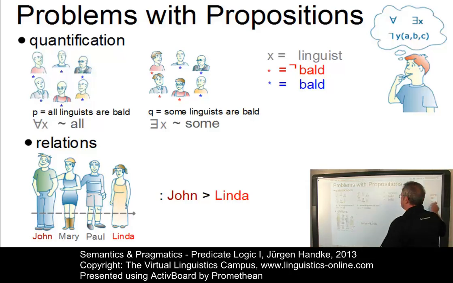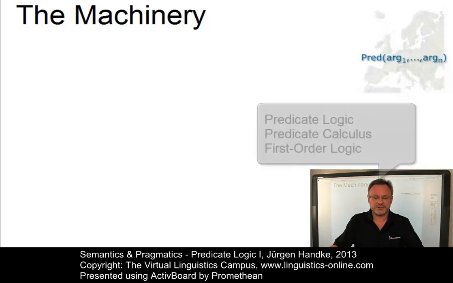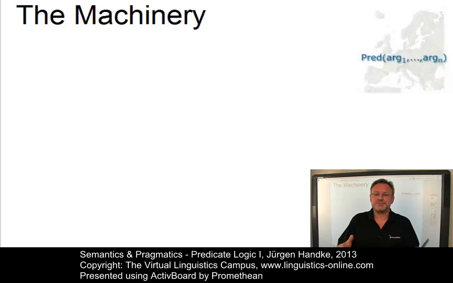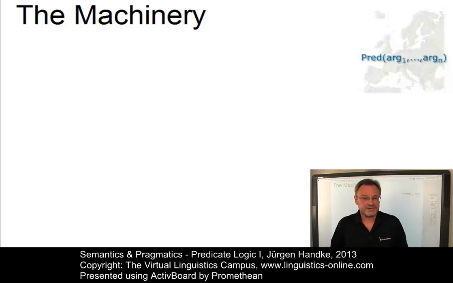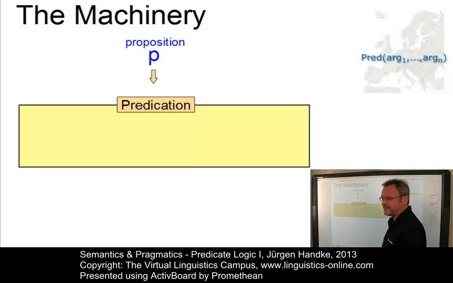The machinery that describes the internal structure of propositions is referred to as predicate logic, also called predicate calculus or first order logic. It shifts the focus from the logical relations that hold between sentences to those that hold within sentences. The essential idea is that each proposition can be defined as a predication.